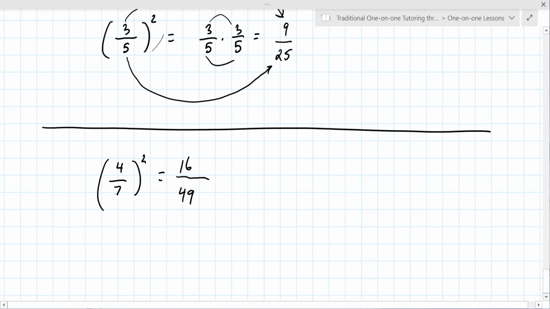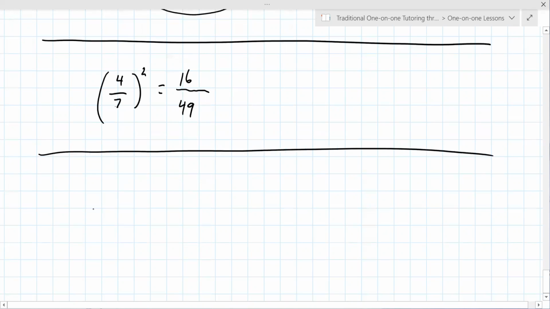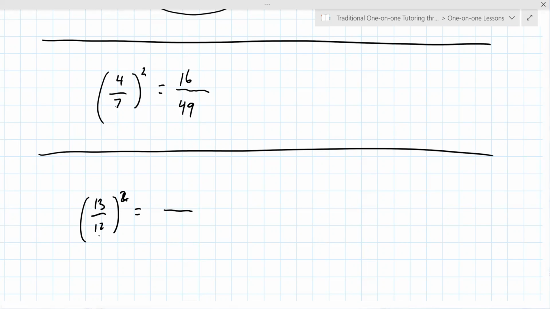No problem. Let's try one slightly more difficult. What is 13 over 12 squared? So what is 13 squared? What is 12 squared? 13 times 13 is 169. And 12 squared is 144. Perfect. Excellent.